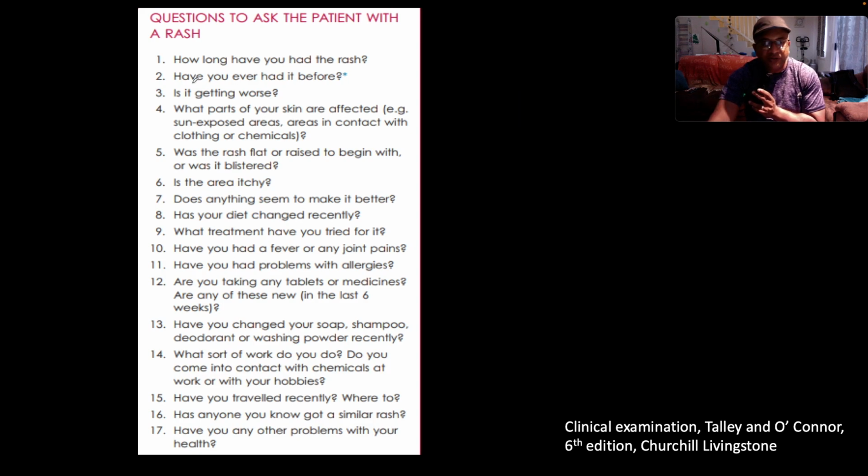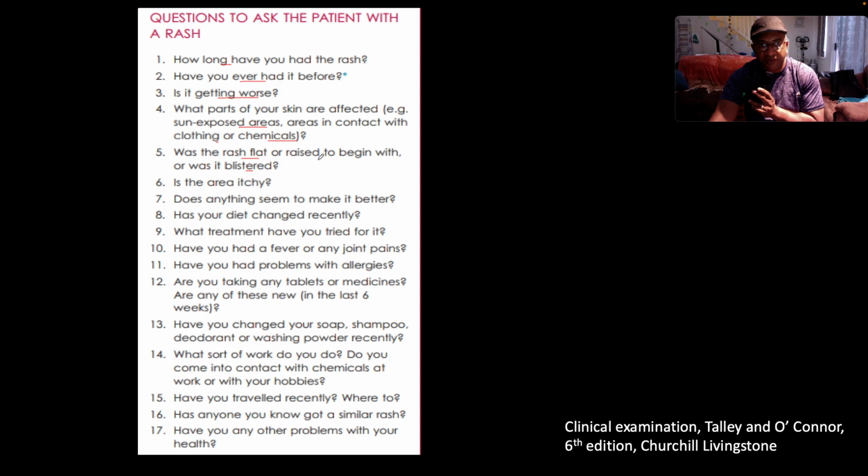Alrighty, so important questions on history for the patient with a rash. How long have you had the rash? The duration. Have you ever had it before? So history of the rash. Is it getting worse? What parts of your skin are affected? Like, is it just the sun exposed areas, most likely photosensitivity? Areas in contact with clothing or particular chemicals, which implies some contact dermatitis. Was the rash flat or raised to begin with, or was it blistered, right?